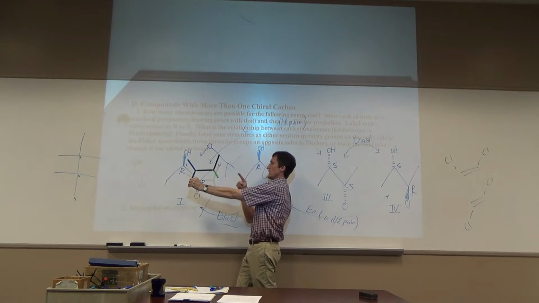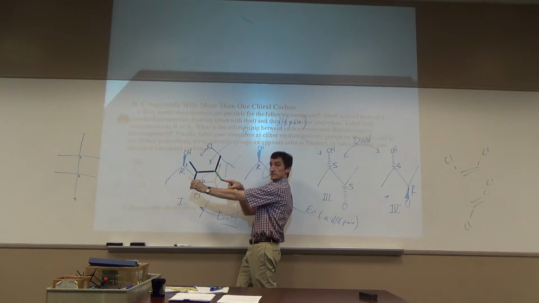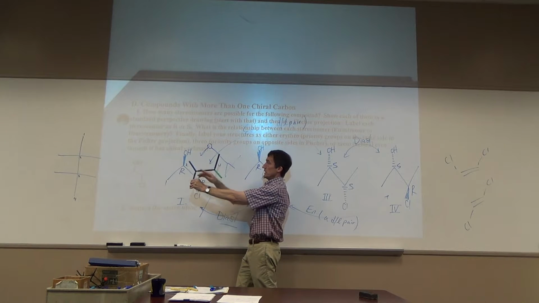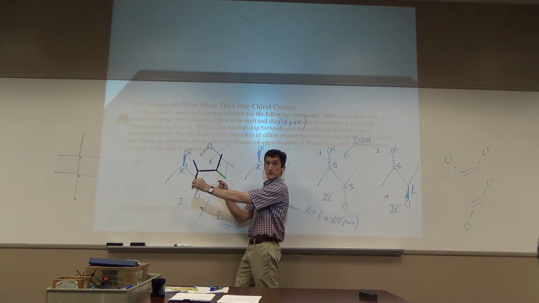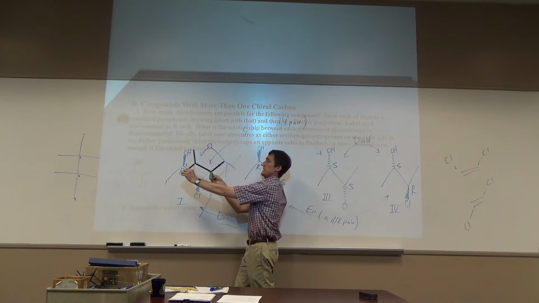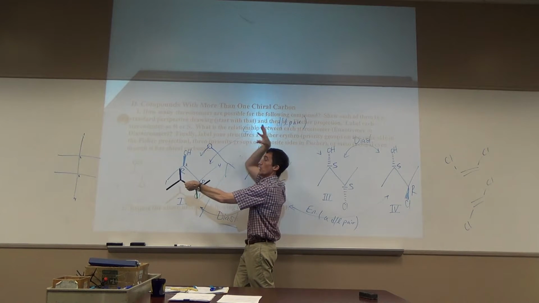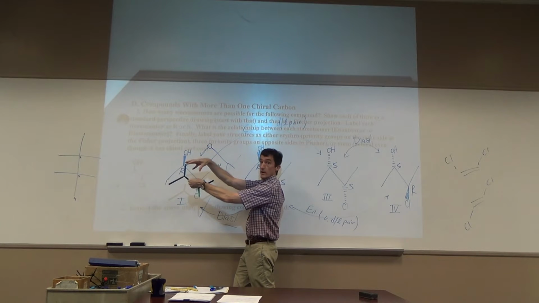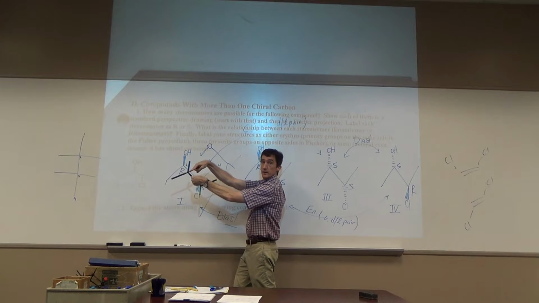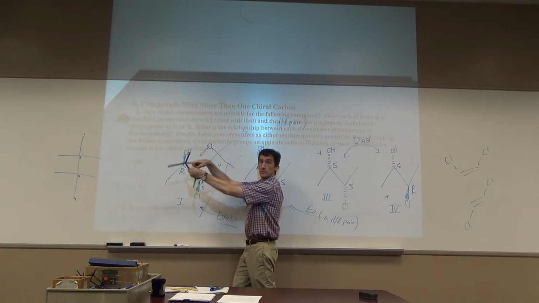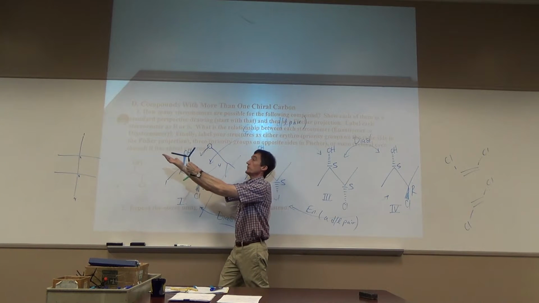Here's the board. Chlorine is coming towards you, a little bit down. The OH is coming towards you, but a little bit up. Okay? There that is on the board. I want to look through here at carbon 1. I'm just going to turn it up a little bit. What do I see? I see a methyl going away.